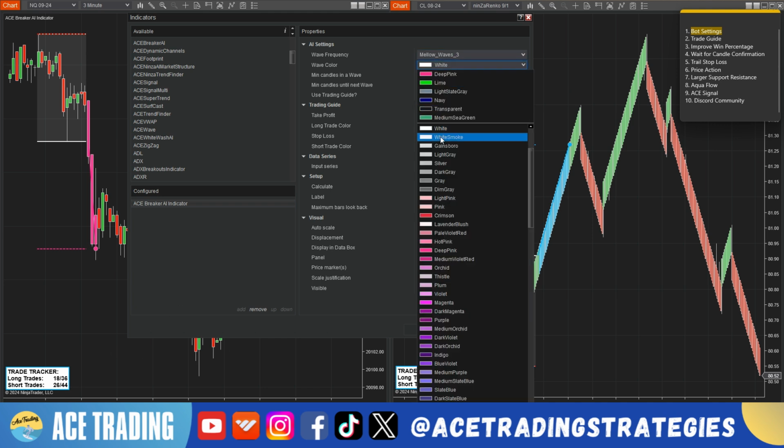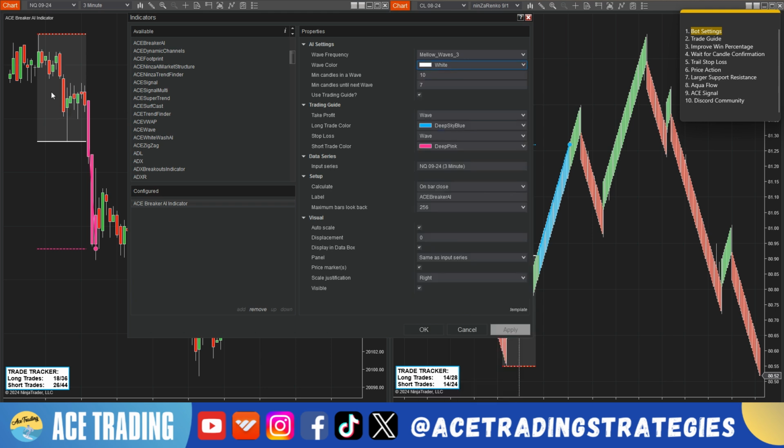I can choose a color. I'm just going to choose white. Minimum candles is the minimum number of candles in a wave. How many candles do I want in this wave in order for it to occur? As you can see here, there's 1, 2, 3, 4, 5, 6, 7, 8, 9, 10, 12, 13, 14 candles in this wave. If I had said 15, that wave would not have appeared, and another one would have appeared that had a minimum of 15 candles. That makes sense.